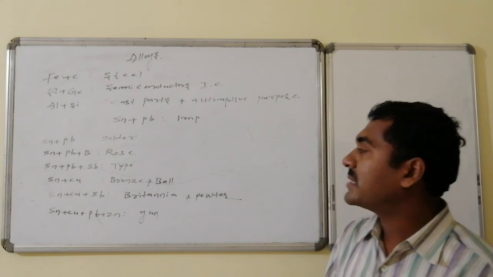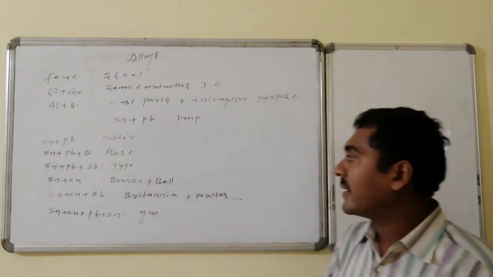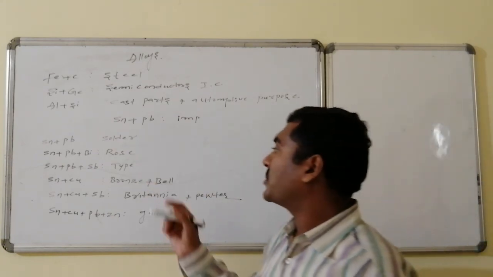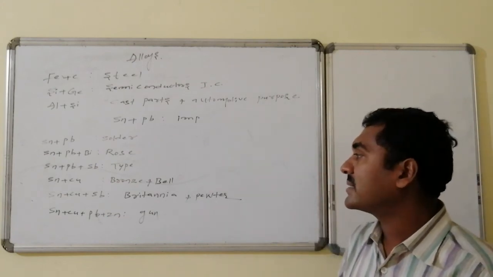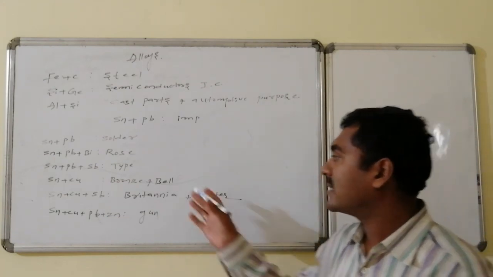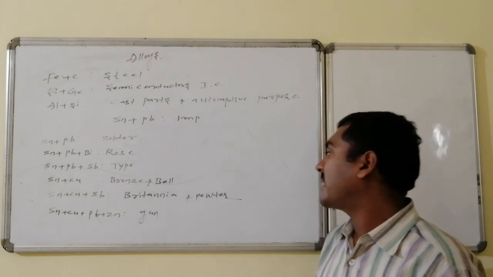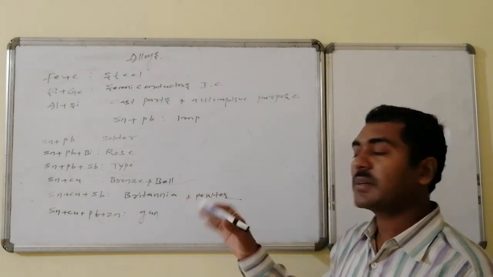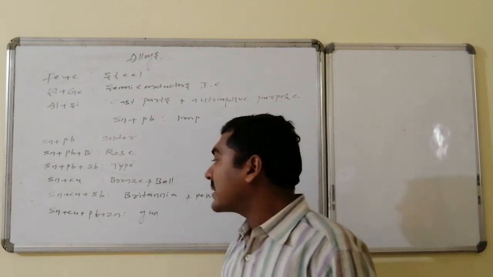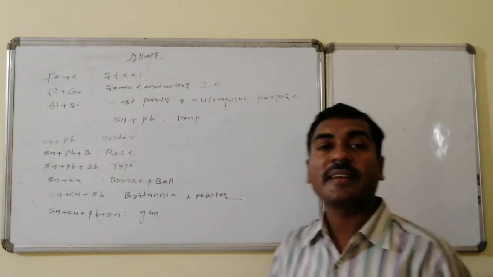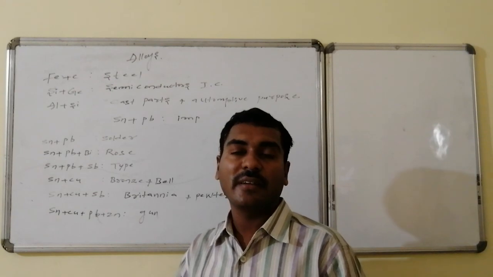Tin, lead followed by bismuth is said to be rose metal. Tin, lead and antimony is said to be type metal. Tin and copper is said to be bronze, and the composition varies, leading to bell metal also. Tin, copper and antimony, Britannia, otherwise pewter, both varieties of alloys can be obtained. Tin, copper, lead and zinc is said to be gun metal, used for making guns.